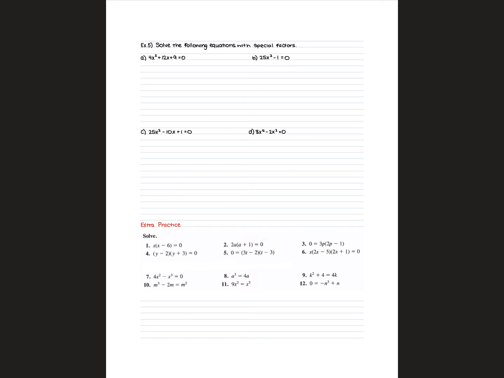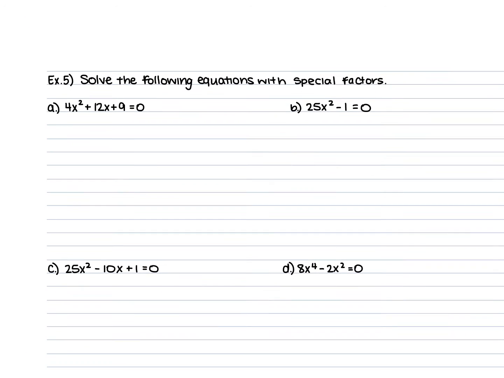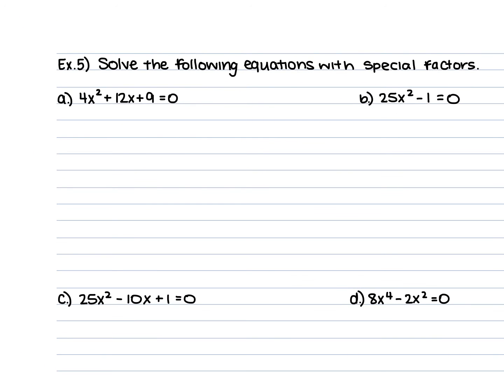Your next set of examples, for example 5a, we have 4x squared plus 12x plus 9 is equal to 0. So if you remember from the last question that we just went over, we had a perfect square trinomial because when we take the square root of the first term and the last term, we got the 2x, we get the 3. If we keep the sign of that middle term and use it with a 2 times those two terms, we're going to get that middle term, which is the 12x.